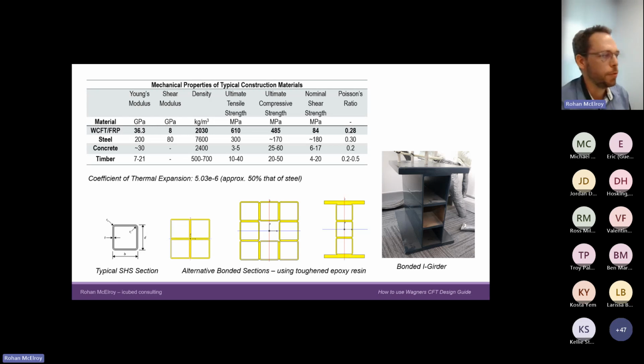Down the bottom there, we've just got a couple of cross sections. As I briefly described before, we do bond sections together to create stiffer profiles to span larger distances and carry additional load. So that bonded I-girder on the right-hand side there is predominantly used for girder bridges and sometimes smaller span road bridges.